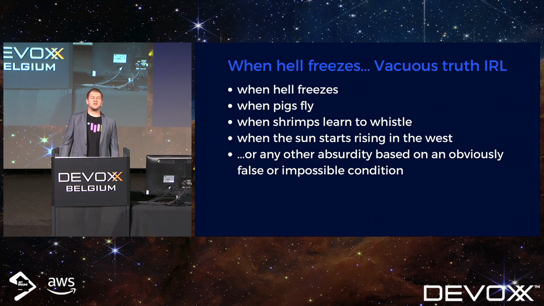So when hell freezes, math will actually be useful in our daily life, and vacuous truth in real life. Basically, all the absurdities which are based on an obviously false or impossible-to-meet condition are vacuous truths. Besides "when hell freezes," which I already used, we have "when pigs fly," "when shrimps learn to whistle," "when stars start rising in the west." To a degree, "if I were you" is also a vacuously true statement. I know it is a figure of speech, but nevertheless, I will never be you, so it is a vacuous truth. And if we want to be 100% mathematical nerds, which we of course want to be, all of us, then we can count it as a proper vacuously true statement.